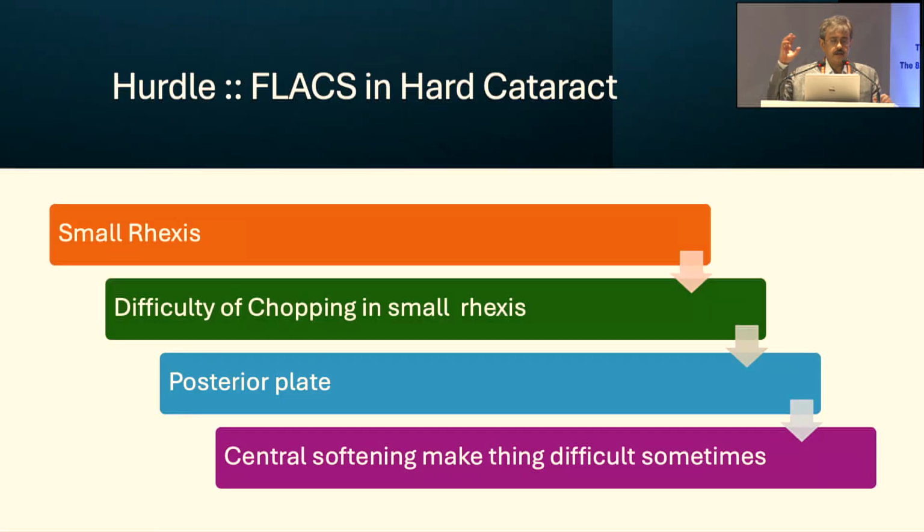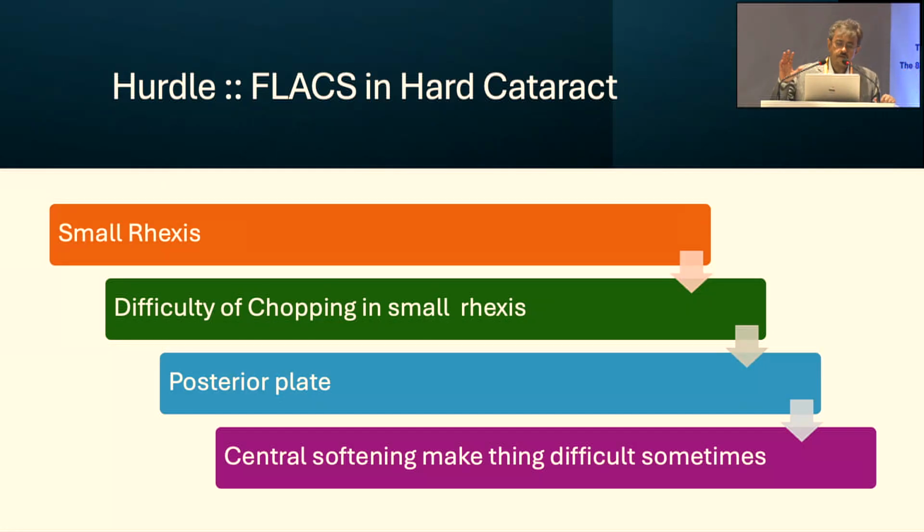The main reason why 25 doctors, though they have access to the Catalys system, don't prefer to do FLACS in a hard cataract is the small capsulorhexis. We know that in all systems, the LenSx system and the Catalys system, the size of the rhexis increases over time. So you have to keep your femtorhexis at least 4.8 or 4.9 to take an edge over the optic size. You cannot do more than 5 millimeters. So it will increase over the size.